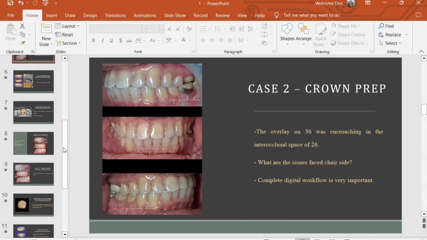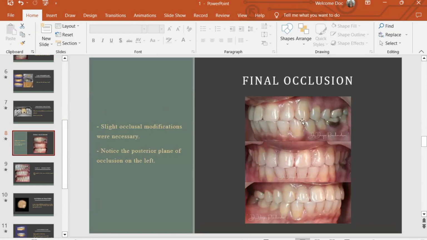But when I finally gave the crown in occlusion to the patient by raising the VD over here by 20 microns and doing a little bit of enameloplasty in the canine over here, I managed to achieve a proper plane of occlusion over here without this side going in a reverse plane of occlusion. So considering how much we are able to achieve with just these tiny little modifications, it is really well worth it. So this is what I meant when I said we customize the occlusion chair side for that particular case and for that particular patient.